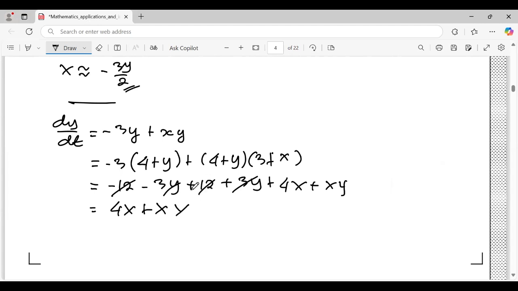So for small x and y, same with the previous one, we can ignore the x times y. So it means dy/dt we can state as 4x plus a small number. So dy/dt is equivalent with 4x. This is right.